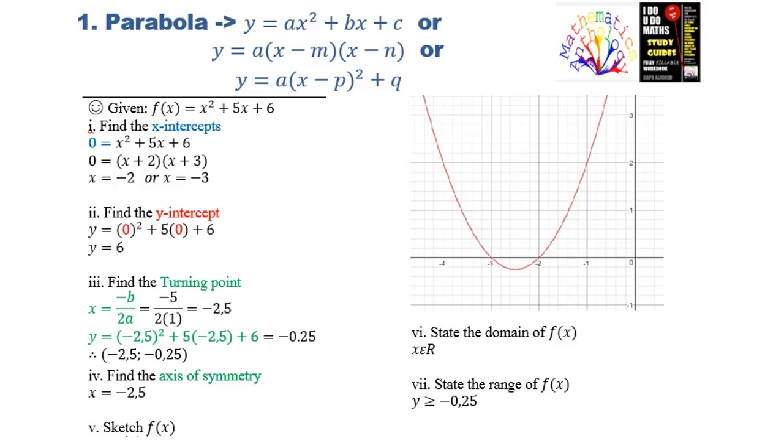Let's look at parabolas. We have different equations for parabolas here for different situations. So the first one, y is equal to ax squared plus bx plus c. That's your standard form of the parabola.